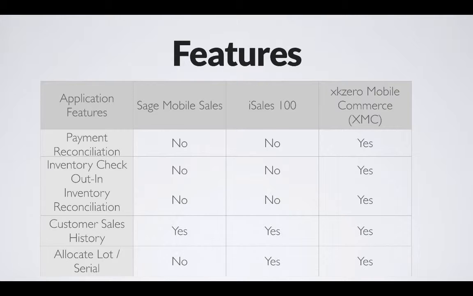All 3 products do have customer sales history at different levels in their products. The xkzero products both will allow for the allocation of lot and serial number and the management of those on virtually any kind of transaction. The Sage Mobile Sales does not.